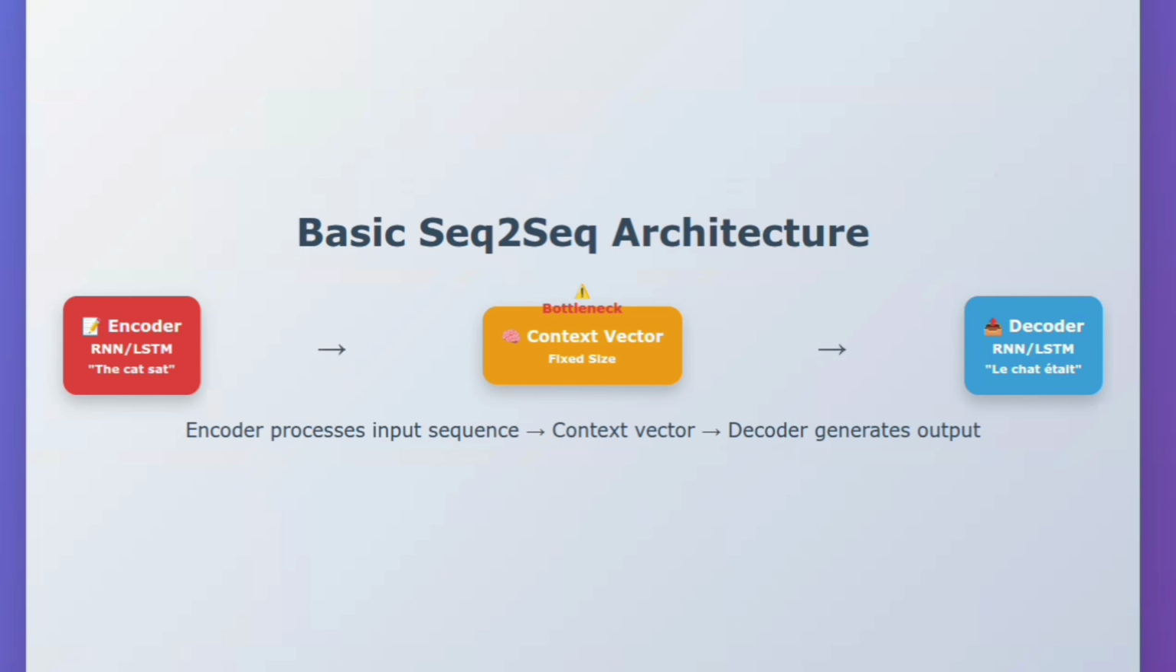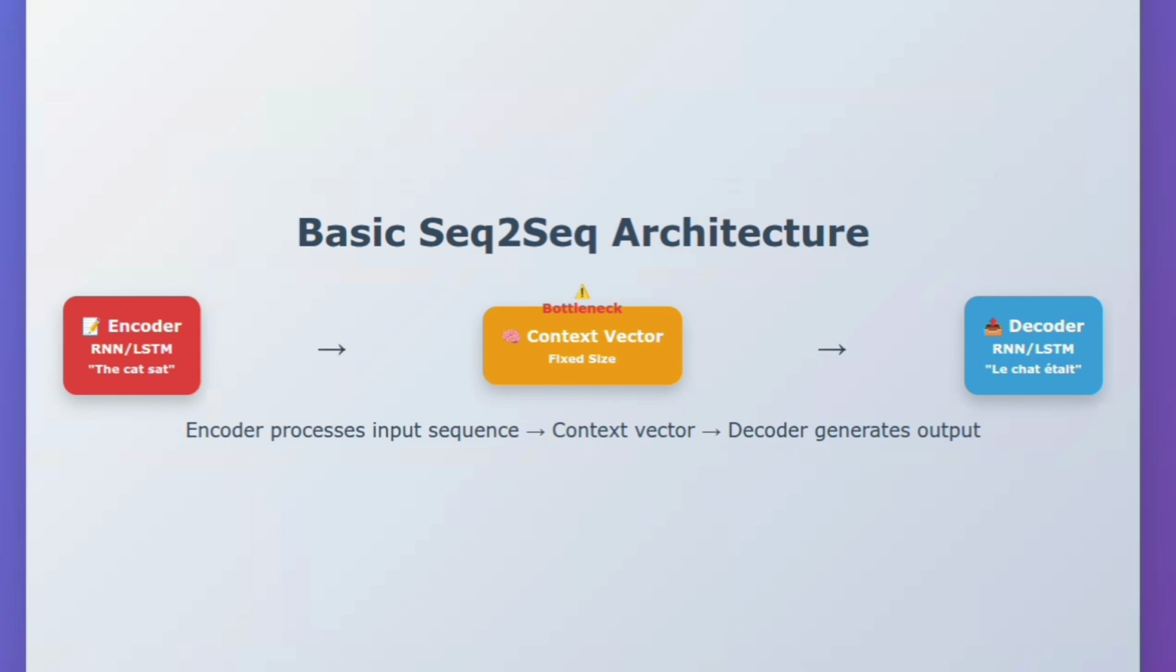A basic sequence-to-sequence model consists of two main parts, an encoder and a decoder, both typically built using RNNs or LSTMs. The encoder reads the input sequence, for example, an English sentence, word by word, and processes it to capture its meaning into a fixed-size context vector or thought vector.